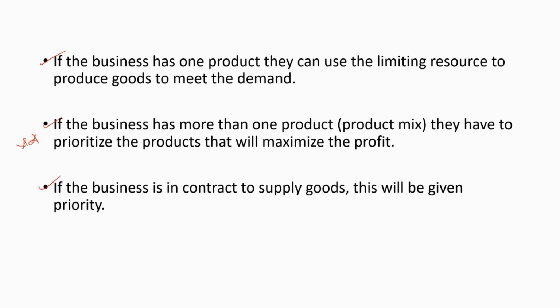If the business is under contract to supply goods, this will be given priority. Let's say the bakery has a contract to supply 100 cakes to a nearby cafe every week. No matter what the condition is, the bakery has to fulfill this supply. If the limiting resource is flour, they have to give the priority to baking cakes for the cafe. After fulfilling this contract, they can give the priority to other products.